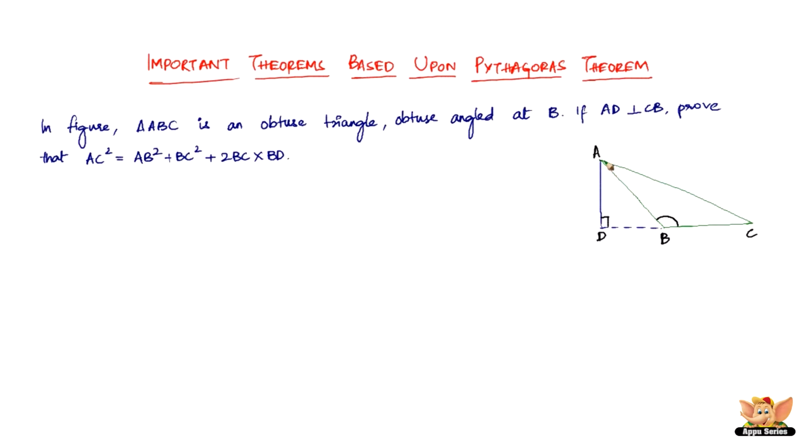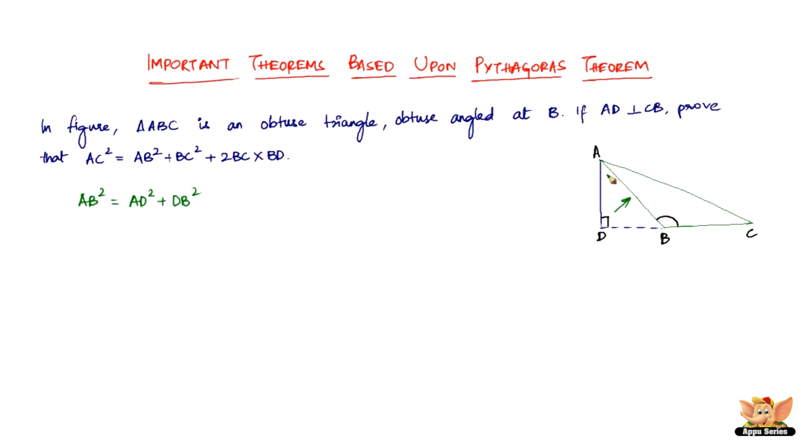Since triangle ADB is a right-angled triangle, right angle at D, therefore by Pythagoras theorem we have AB square equals AD square plus DB square, right? This is the hypotenuse because the side opposite to the right angle is the hypotenuse, so AB is the hypotenuse.